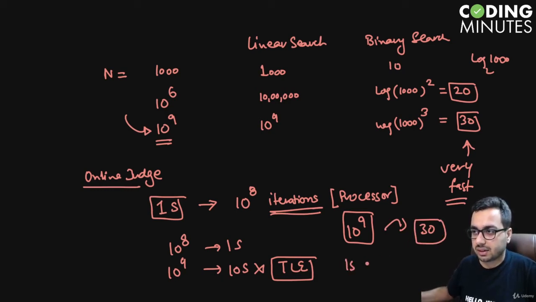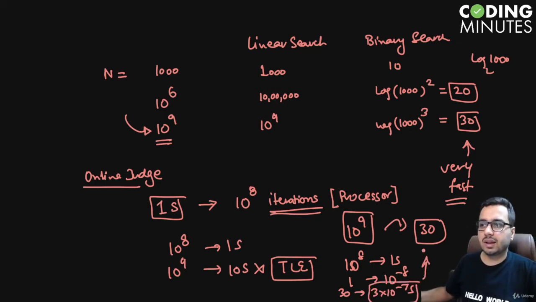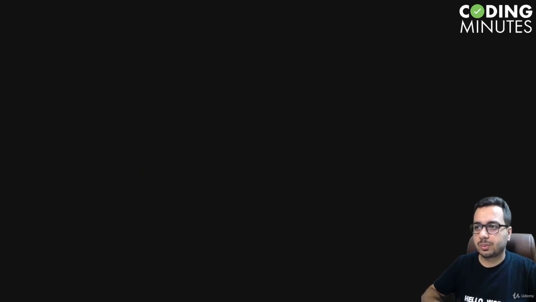In 1 second, 10 power 8 instructions are executed. That means one instruction takes 10 power minus 8 seconds, and 30 instructions will take 3 into 10 power minus 7 seconds. That is the time you will take to execute code using logarithmic complexity on an order of 10 power 9. This is how we will actually use this analysis. I hope you are getting this.